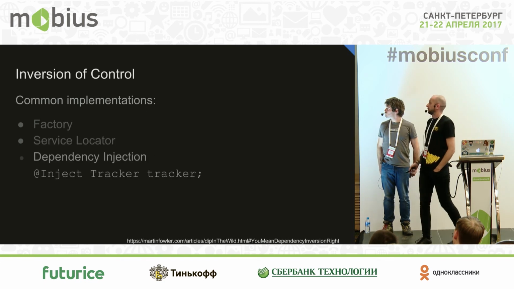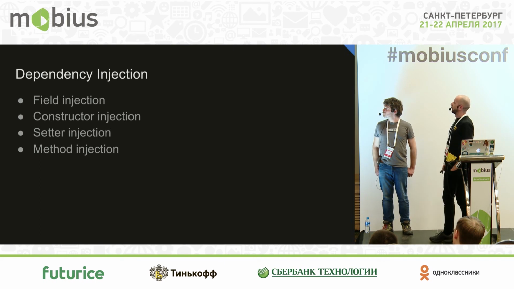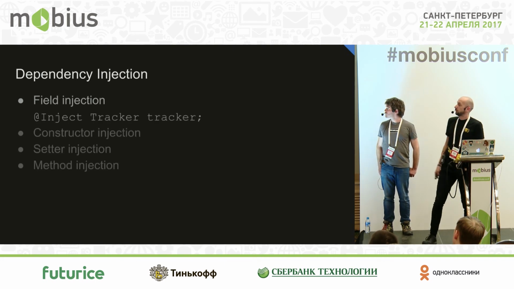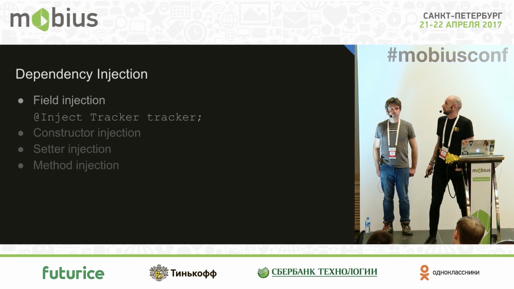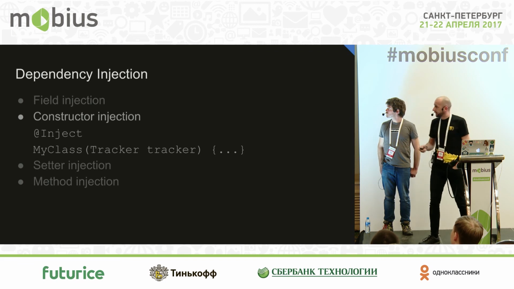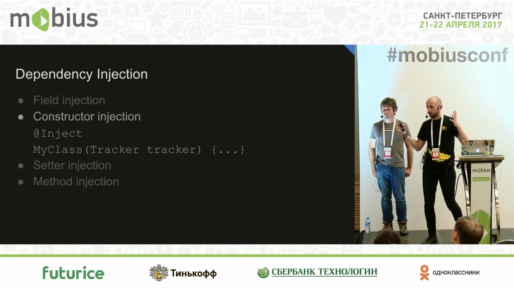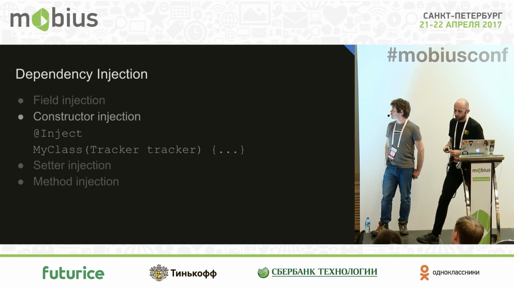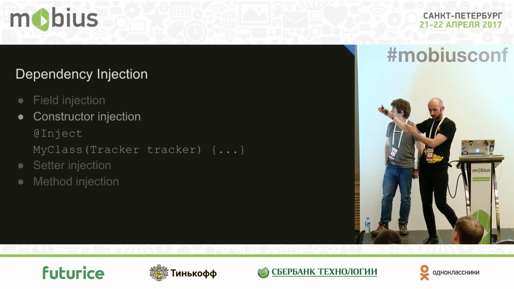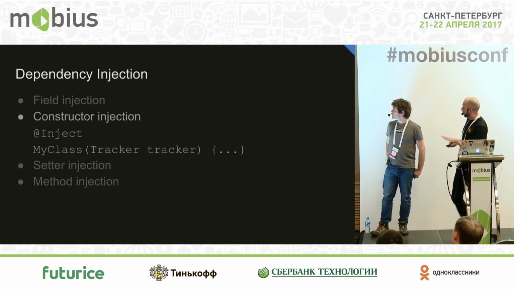Then there's dependency injection, which is the one we are talking about. You all know this, it's all about @Inject, right? There are different ways to do dependency injection. There's field injection, the one we just saw: there's a field, tracker, and we inject it. There's constructor injection: if we have a class that needs a tracker and we annotate the constructor, then the dependency injection framework, or whatever you use, would find this constructor and know how to create my class. There's also setter and method injection, which are not so common, so for now we will leave them out of this talk.